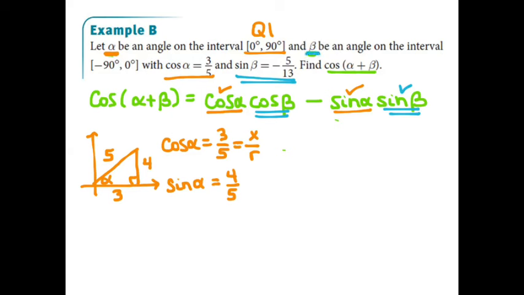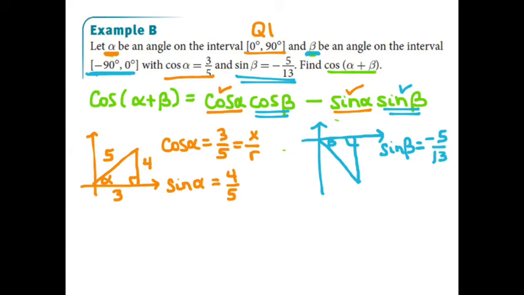Notice up here that beta is an angle on the interval negative 90 to 0. So that tells me that beta is in quadrant 4. Between negative 90 and 0, there's beta. We know that sine of beta is equal to negative 5 over 13. That was given to us in the problem. So I'm going to label those values on my triangle. This is y over r, which means my negative 5 goes on the y side, and the 13 is the hypotenuse, or the r.